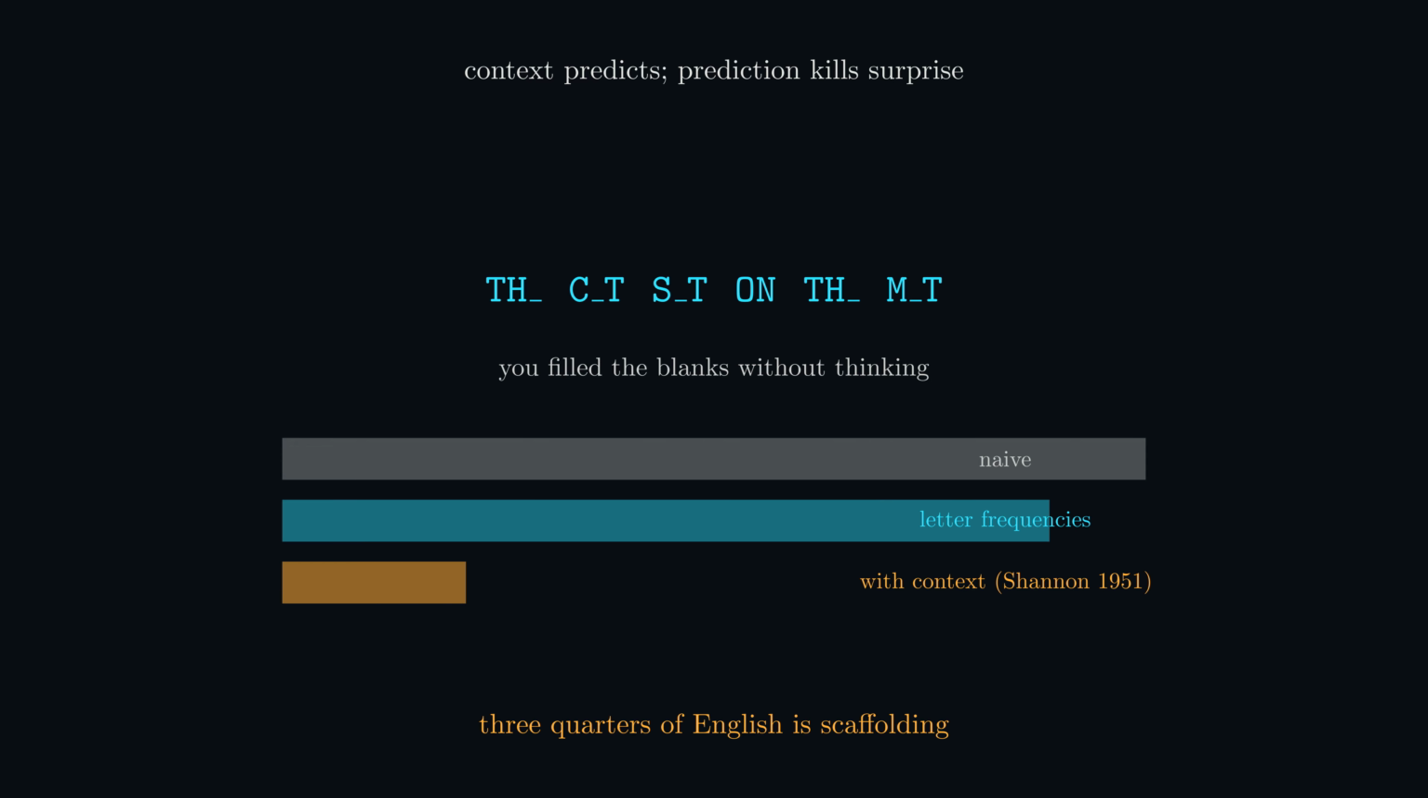He had people predict the next letter of hidden text. Result, with context, English runs at roughly 1 bit per letter, not 4.2. 3/4 of written English is scaffolding, droppable, reconstructible. That slack is why sloppy handwriting, bad audio, and TXT-SPK still communicate. Language ships its own spare parts.